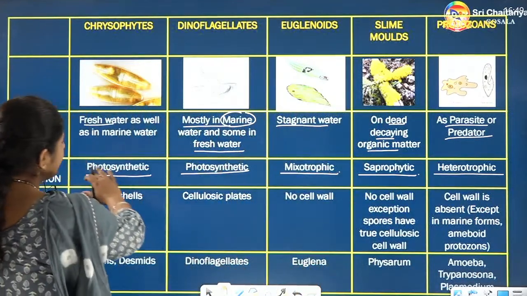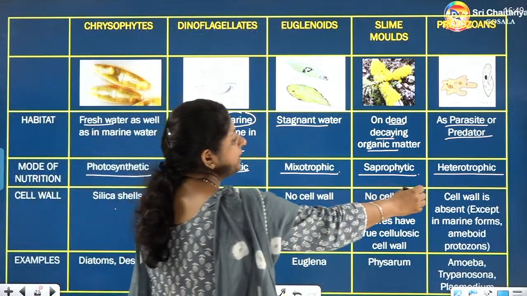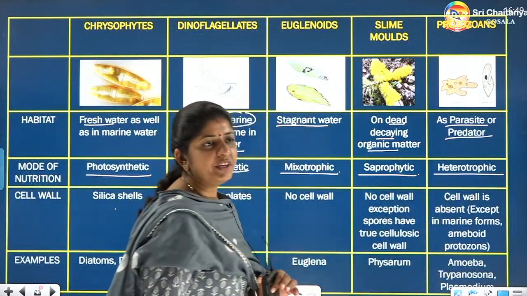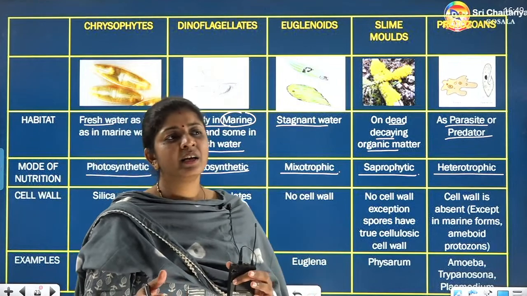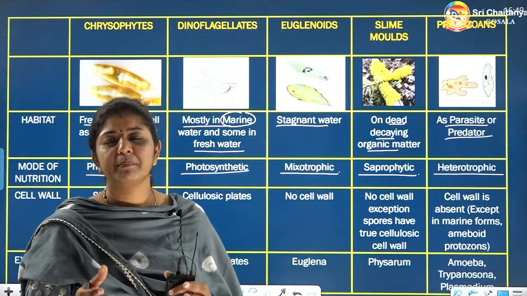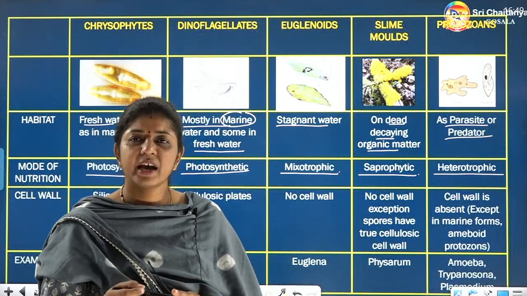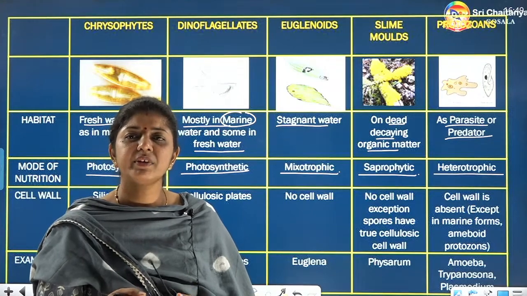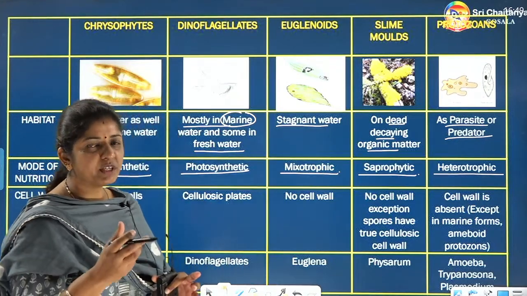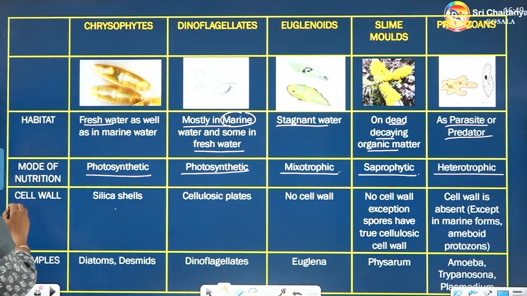Can you see, from plant-like features we are gradually moving towards animal-like features. That's why we said that it is the link between what? Animals, fungi, and plants. What thing? Protista. Now coming to the next, cell wall.